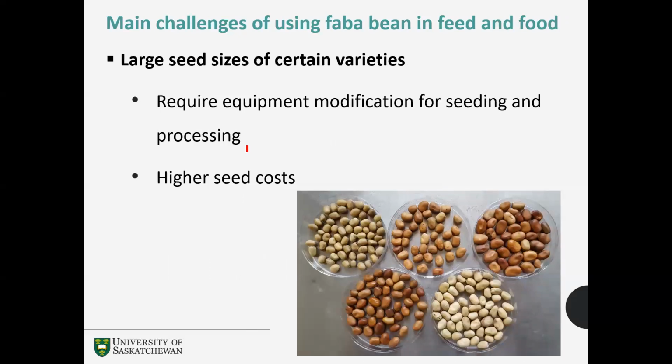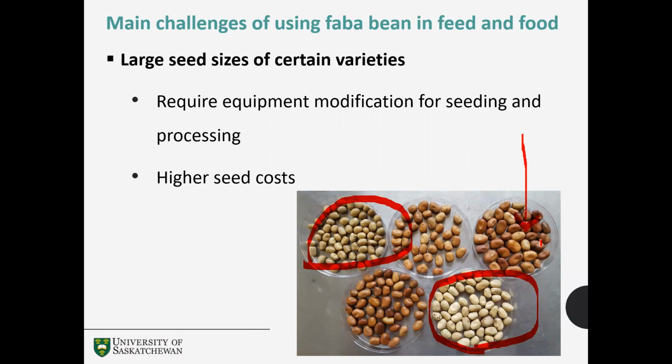Another challenge of using this pulse crop in the industry is the large seed size of certain varieties. As we can see in this image, some of varieties like the Snowbird and the Snowdrop have a seed size similar to that of field pea. But some of variety like this one, Malik, the seed size is noticeably larger than that of field pea.